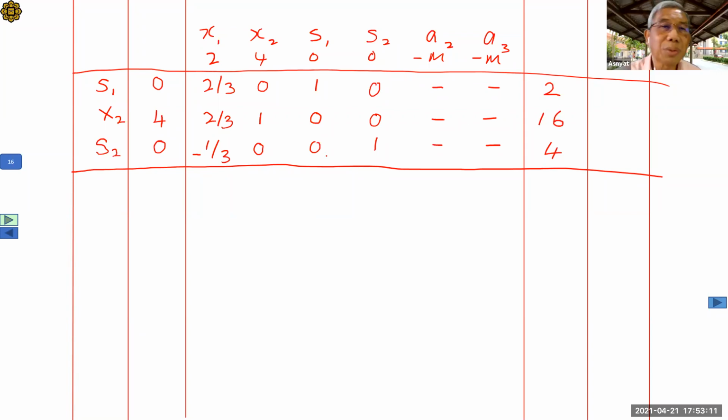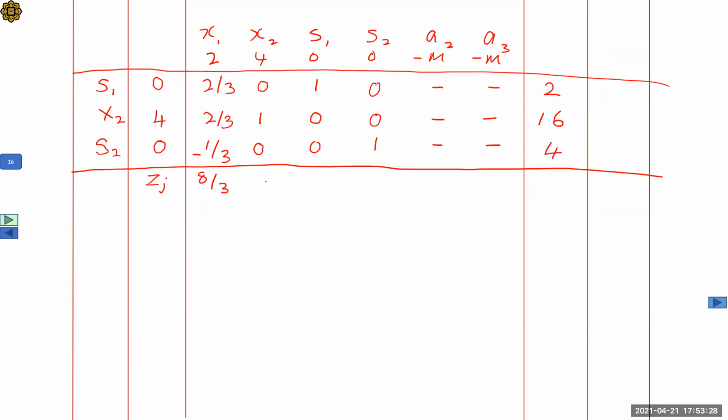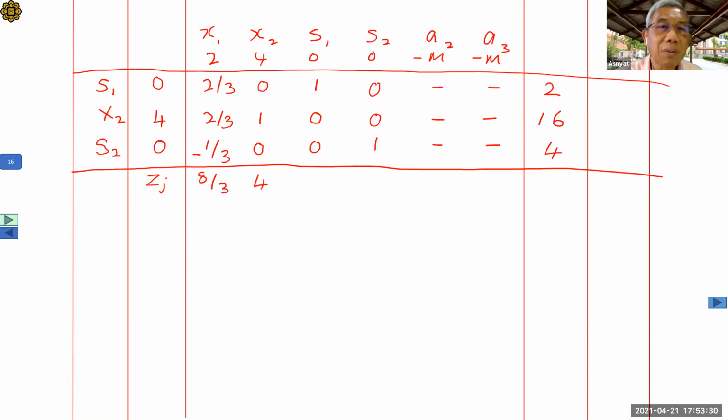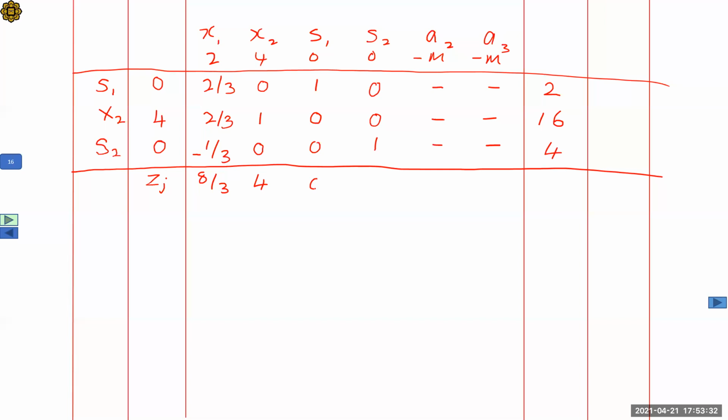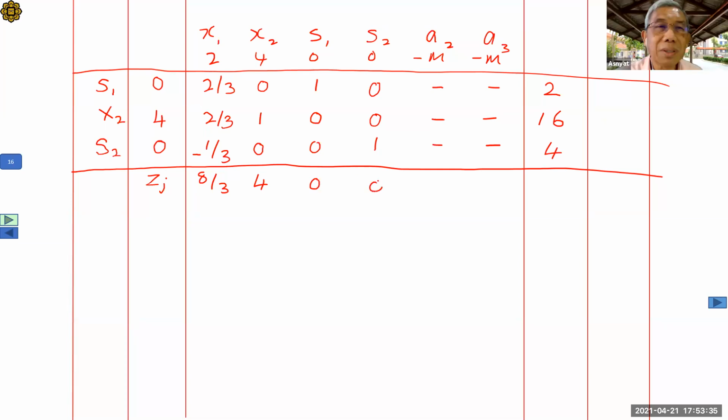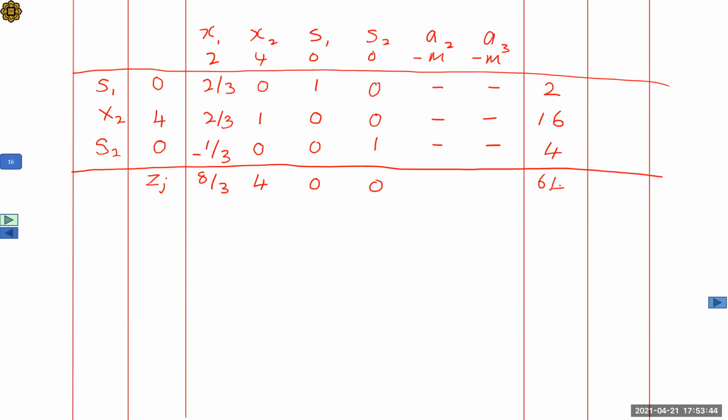Okay, good. Now let's quickly find ZJ. 2/3 divided by 3, 8/3. Right? Yes, 8/3. Here is 4. 0, 0, 0, 0. 16 times 4, 64. Yes, 64.